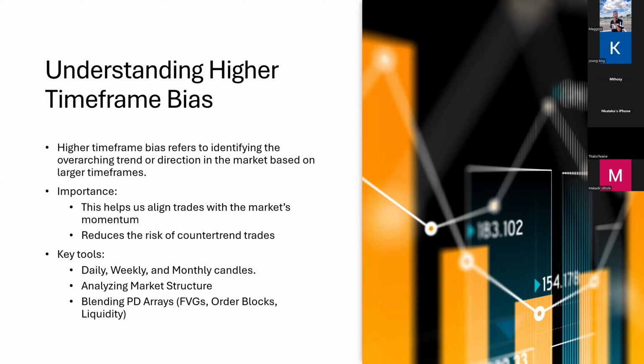If you utilize daily bias in your daily trading, you're going to ensure that every time you take a setup, it is in line with your other time frames. You don't want to take a bullish setup on the 5 minutes, but your 1 hour is bearish, if you get what I mean. So the key tools that you're going to be using here are your daily, your weekly, and your monthly candles. And you'll also be using an intermediate time frame to analyze your market structure. We will also be blending PD arrays such as fair value gaps, order blocks, and liquidity in order for you to use these in your daily bias.